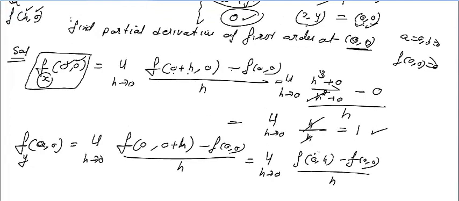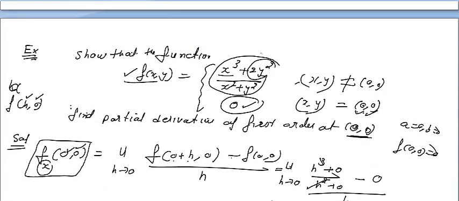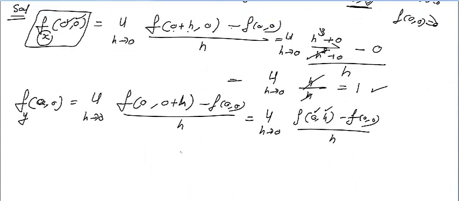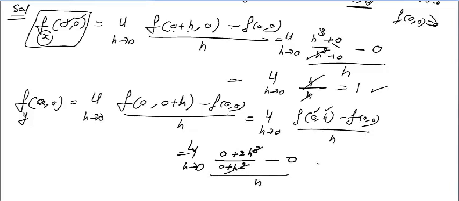Here in place of x you will put 0, in place of y you will put h. And here is the cube, sorry, let me rectify. Okay, here is the cube. So no problem at all. In place of x you will put 0, 2h cube upon 0 plus h square, minus 0, upon h. This cancels out, only you have the limit as h approaches 0 of 2h upon h, h cancels, you are getting 2.